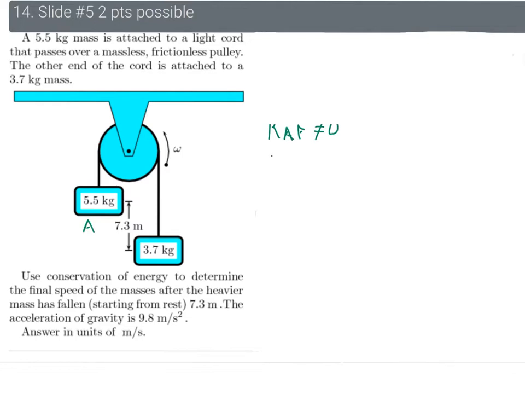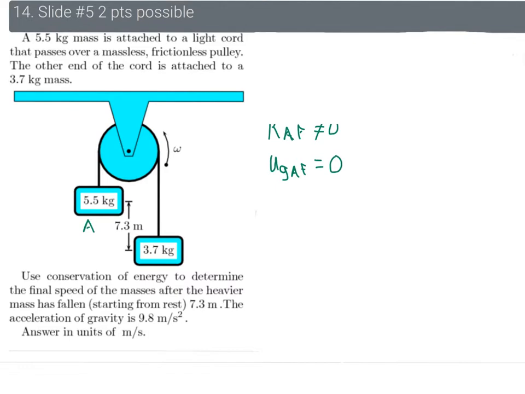Okay, now we have UG for block A, but this will be the final potential energy. And so looking at that, we can see that block A is going to be all the way down at the bottom. In other words, it's going to trade places with block B. So it'll be at a lower level. And so the final gravitational potential energy of block A is going to be equal to 0.